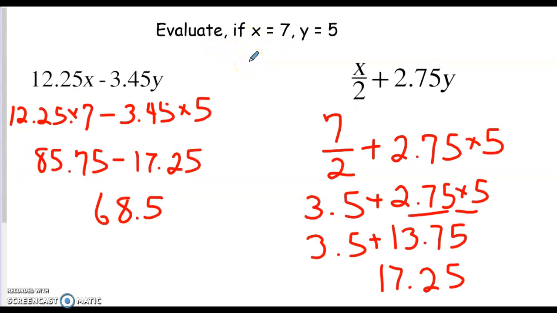All right, here are your solutions worked out. I substituted 7 for X and 5 for Y, and I used order of operations. First one came out to 68.5. Second one, I substituted and again used order of operations, dividing and multiplying first, and then adding together, and my answer came out to 17.25.